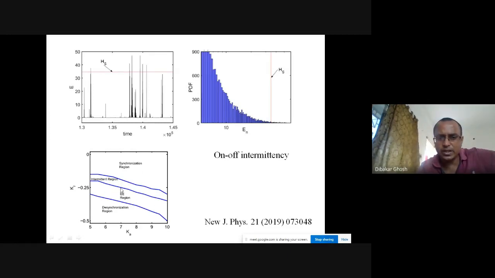But in this state, the extreme event region, the time series shows on-off intermittency. That is, the trajectory stays most of the time on the synchronous manifold, but occasionally it goes away from this manifold and comes back again to the manifold after a very short time.